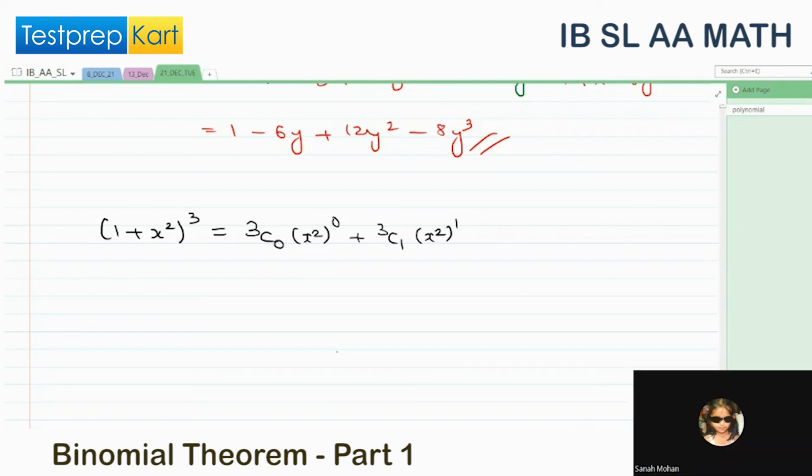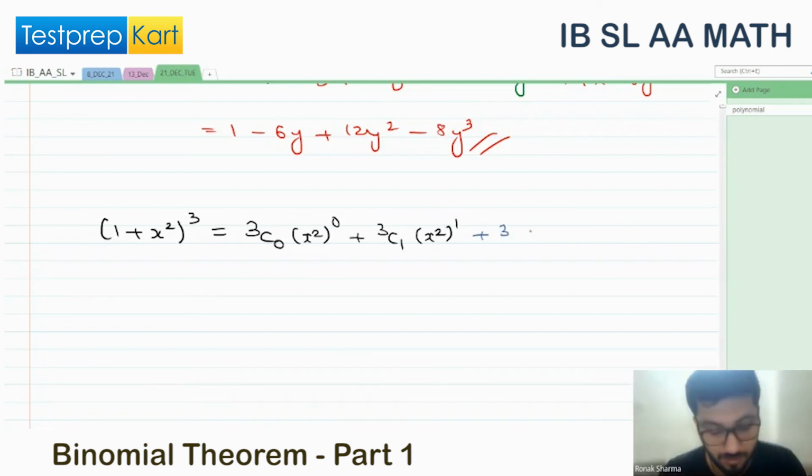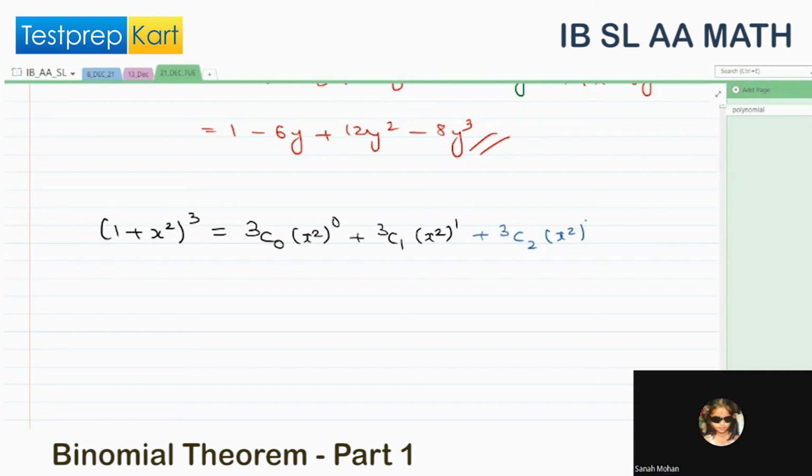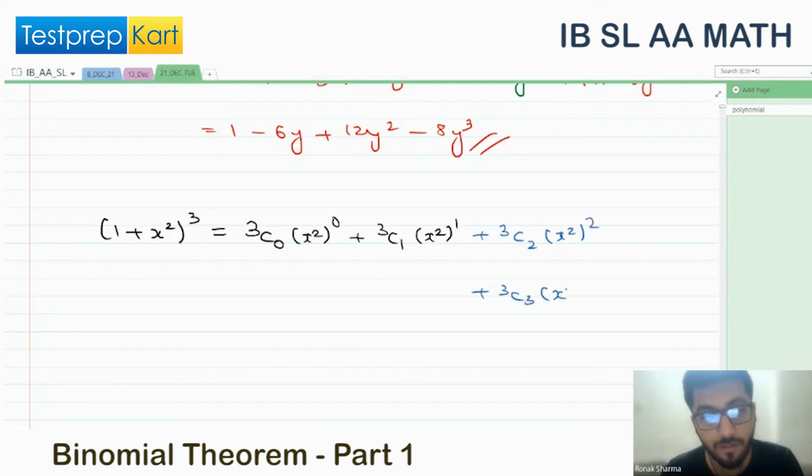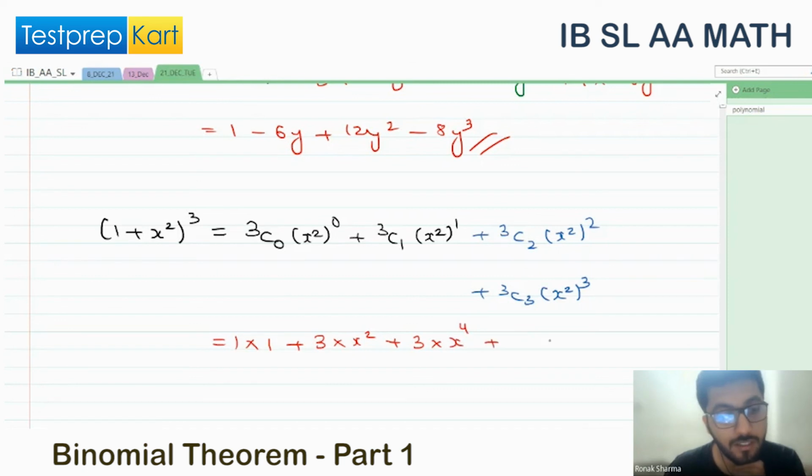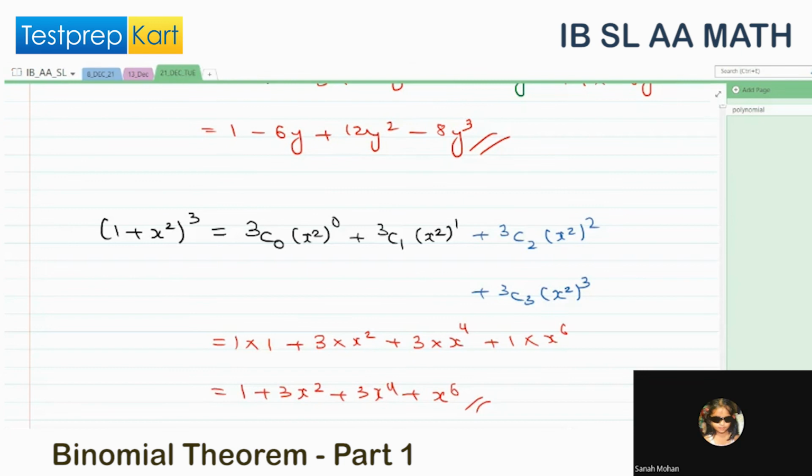Done? So it will be what then? 3c2 x square power 2, then 3c3 x square power 3. Now 3c0 is 1, so 1 into x square power 0 will also be 1. 3c1 is 3, then x square. 3c2 is 3 into x square square, that means x power 4, and 3c3 is 1, then x square power 3, that means x power 6. So our answer is 1 plus 3x square plus 3x power 4 plus x power 6. Is this what you got?